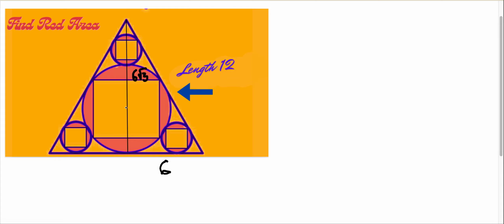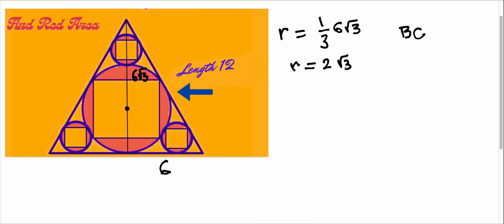And the center of the circle is going to be the same center as for the equilateral triangle. And we already know the radius here is going to be 1/3 of the altitude of the triangle, times 6 square root of 3. So for the big circle, let me write here, big circle, the radius, when we simplify, is 2 times square root of 3.